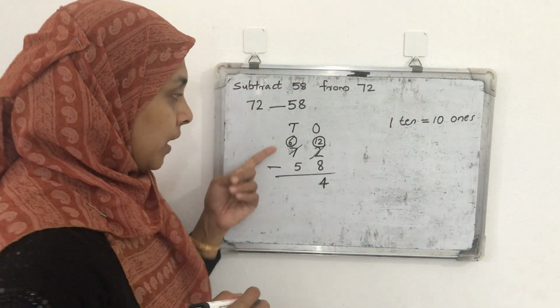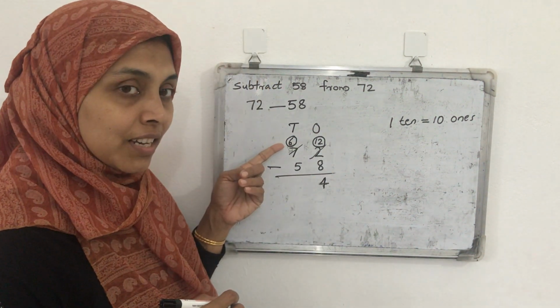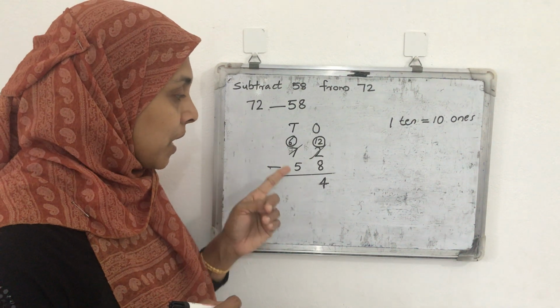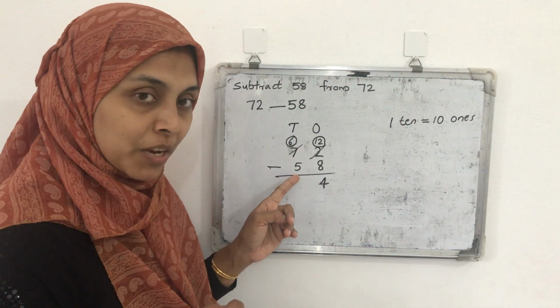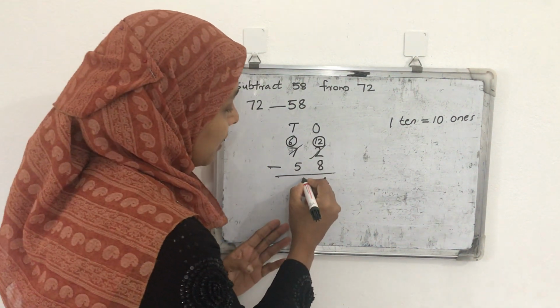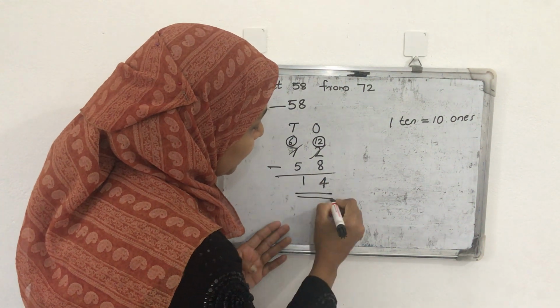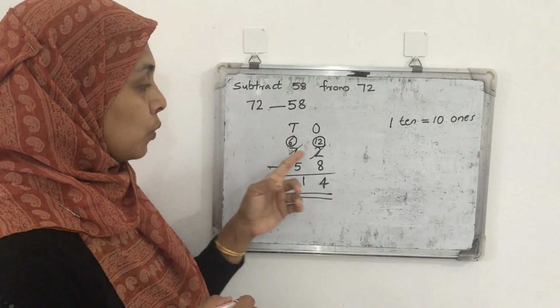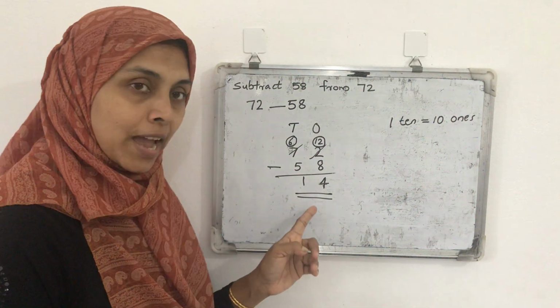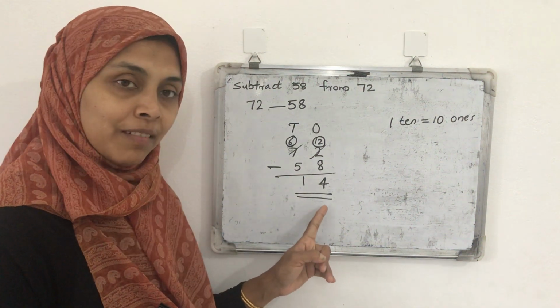Now next, how many tens are there? 6 tens. 6 minus 5, we know that is 1. So what is the answer? 72 minus 58, we got the answer 14.